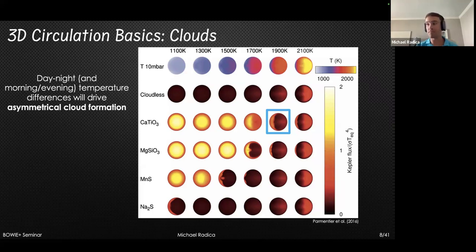actually dwarfing the contribution from the thermal emission on the eastern hemisphere. So a key observational takeaway from this, once again, is that this asymmetric cloud formation, this asymmetric temperature in a 3D planet atmosphere, should result in a cloudier and more reflective western hemisphere as opposed to an eastern hemisphere.